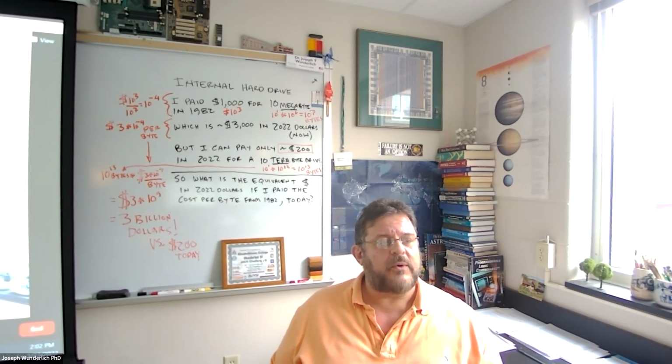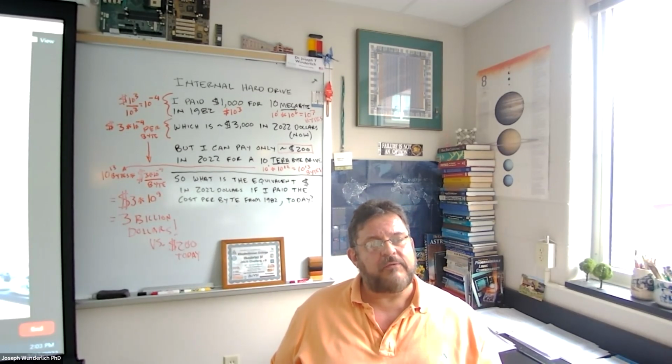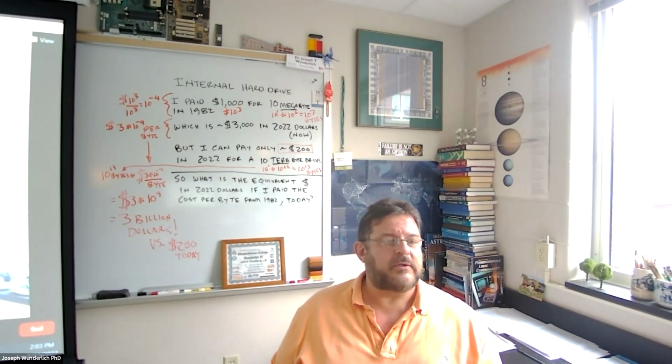And so if you equate that, 10 megabytes is 10 to the 1 times 10 to the 6, which is 10 to the 7 bytes, and for $1,000, that's 10 to the 3. So 10 to the 3 divided by 10 to the 7 is 10 to the negative 4. And then adjusting for inflation, $1,000 in 1982 is equivalent to about $3,000 today. There's online calculators, you can look at that. And so what we get here is approximately $3 per 10 to the 4th byte, or 3 times 10 to the negative 4th dollars per byte.